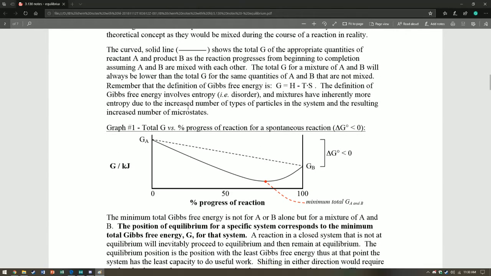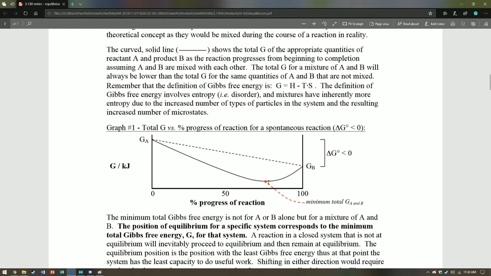And what you're supposed to see here is the progress of reaction. So this is the Gibbs free energy on the y-axis, and the progress of the reaction is on the x-axis. And this dotted line is the change in Gibbs free energy. However, this is actually how the Gibbs free energy changes with respect to the progress of the reaction. And we can see here that there's a minimum amount of Gibbs free energy, and at this minimum is where equilibrium lies.